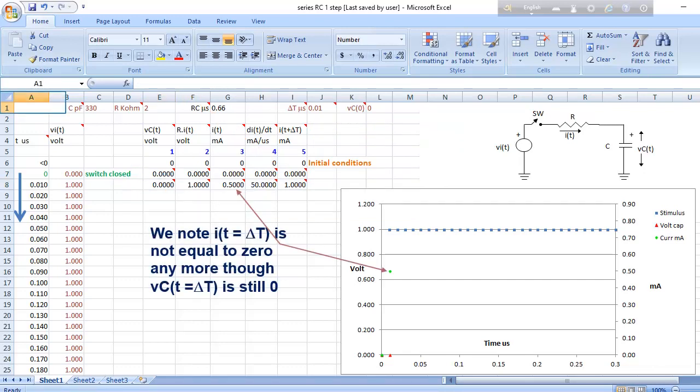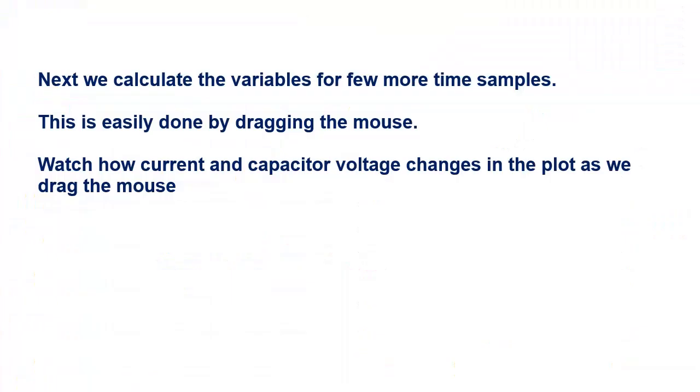Let's see what has happened at t equals delta t. The voltage across the capacitor is still 0 but current is flowing. Please refer to the plot. Let's calculate variables for few more time samples. This is easily done by dragging the mouse. Watch how current and capacitor voltage changes in the plot in the next slide as we drag the mouse.